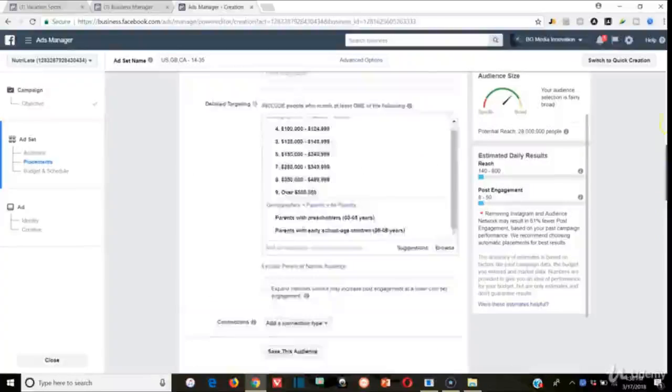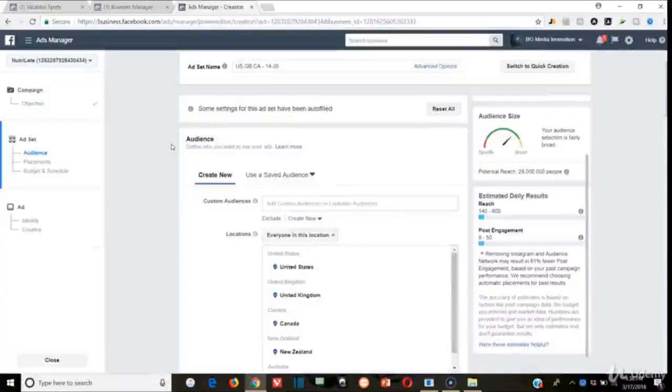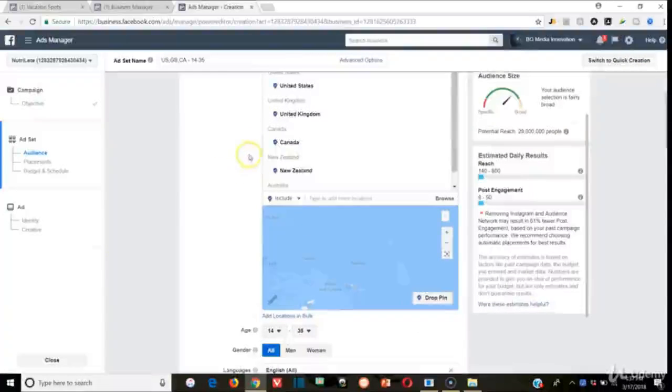Some people will say just go mobile, but I think that's nonsense. I've seen a lot of engagement on desktop too. So like I said, don't worry about any of that other stuff. Just focus on narrowing down your demographic.